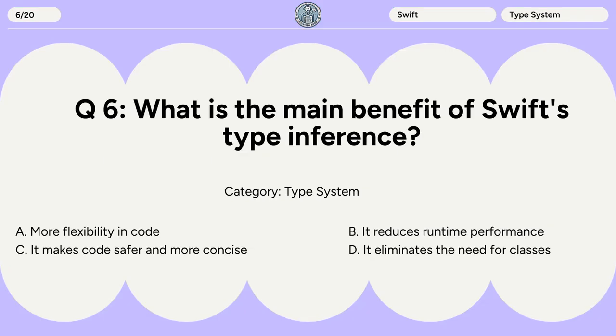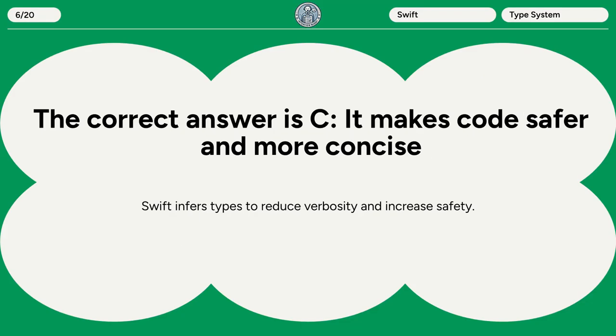Question 6. What is the main benefit of Swift's type inference? A. More flexibility in code. B. It reduces runtime performance. C. It makes code safer and more concise. D. It eliminates the need for classes. The correct answer is C. It makes code safer and more concise. Swift infers types to reduce verbosity and increase safety.